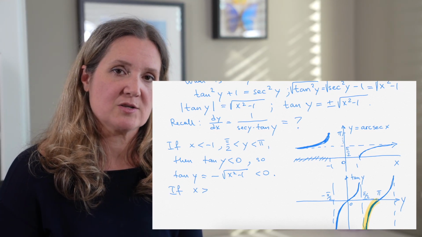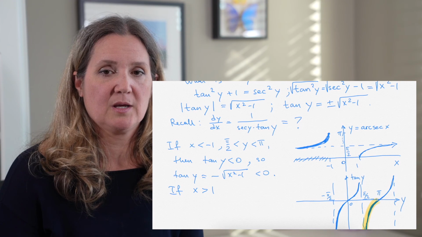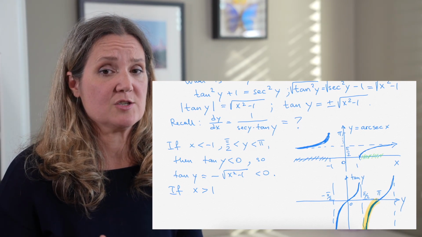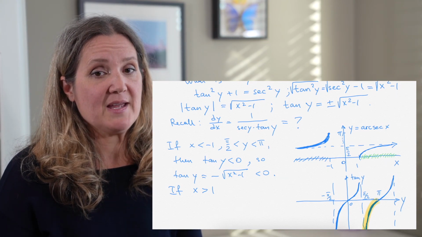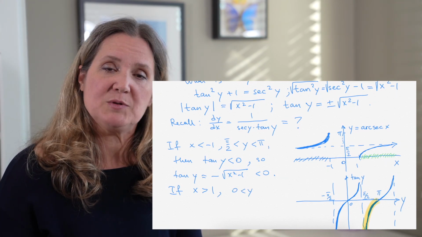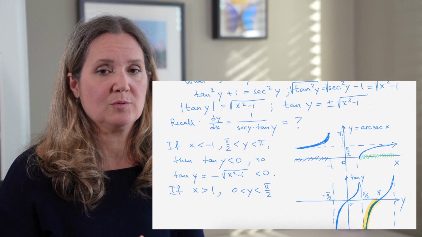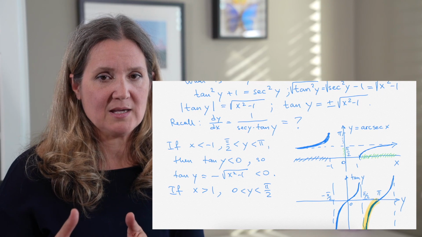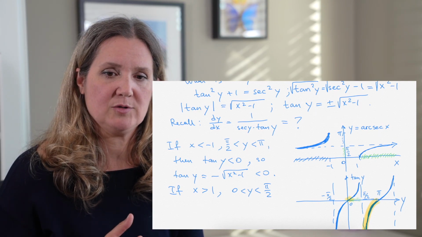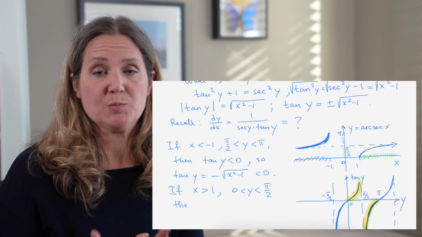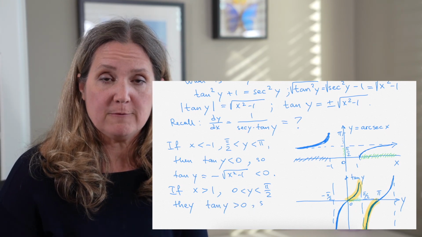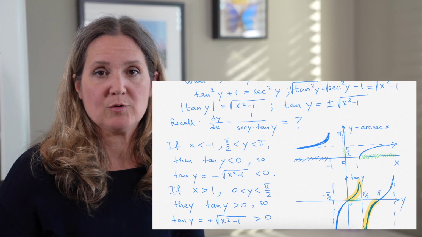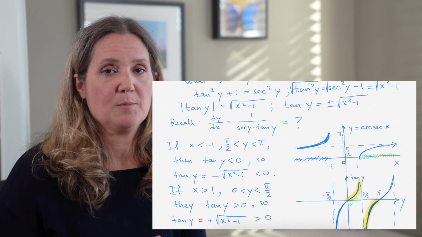What happens if x is greater than 1? Well, by looking at the graph of arcsecant, we know that if x is greater than 1, then the outputs for arcsecant are between 0 and pi over 2. So what happens with tangent of y if y is between 0 and pi over 2? Well, tangent is positive. Therefore, the tangent of y will be replaced with the positive square root of x squared minus 1.